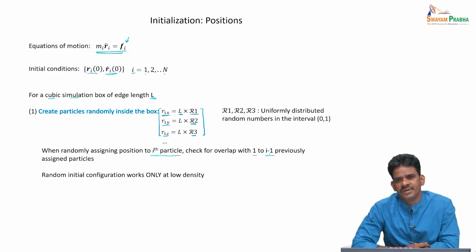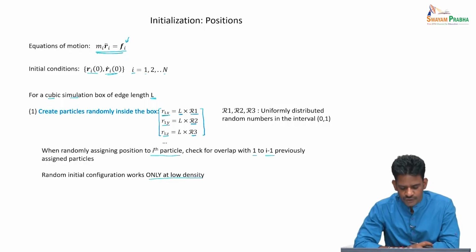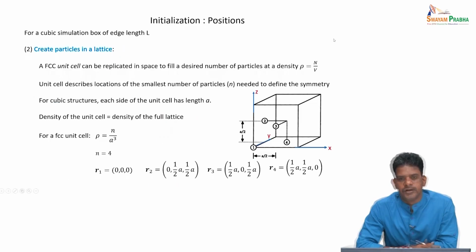Because of this overlap being an issue in the random initial configuration, this method only works at low density. When you try to use this initial condition at high density, we will not be able to find the right position for the molecules, because most of the time they will overlap with the existing molecules. So, this random initial positioning will only work when the system density is low.